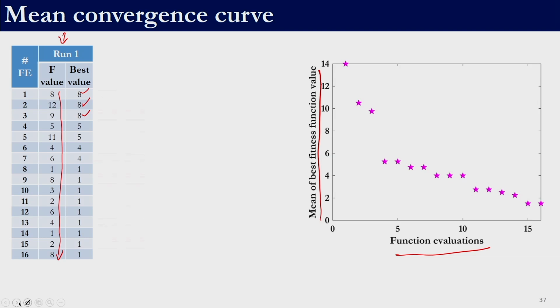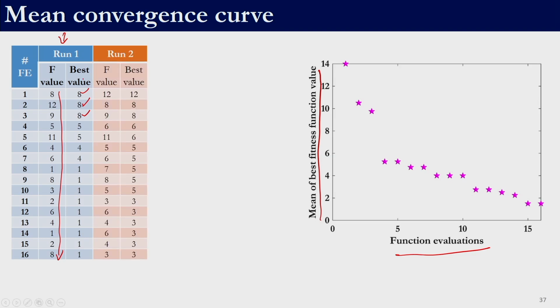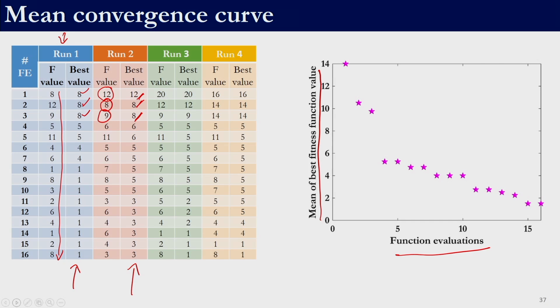This I can do for the second run. For the first run I have this column, and for the second run I can generate this column. For the second run, when I did the first functional evaluation, I obtained a value of 12. Since again I do not have anything to compare with, I take 12 as the best value. For the second functional evaluation I get a value of 8. Since 8 is better than 12, we get 8. For the third functional evaluation I get a function value of 9, but since 8 is better I will retain 8, and so on and so forth. So, I can do this for run 2 as well as run 3 and run 4.